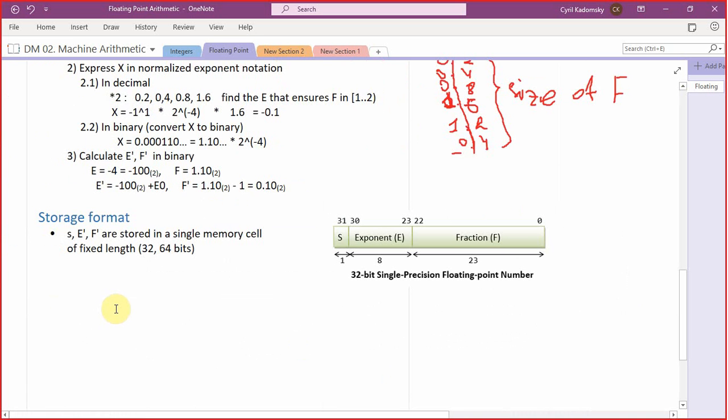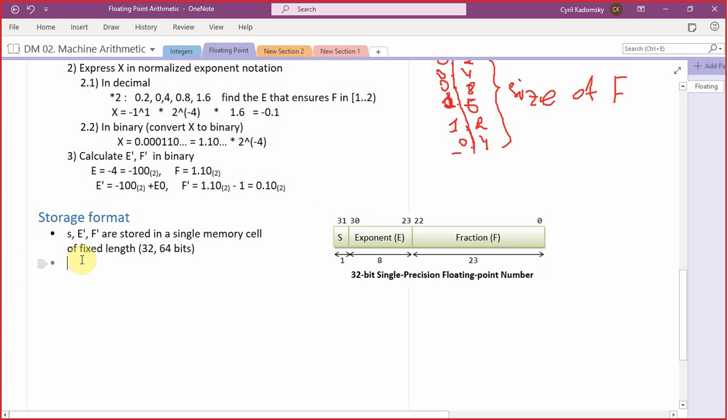Exactly. And here we have a memory cell of 32 bits. The bits are numbered from right hand side to the left hand side. So the highest bit will be number 31, the lowest will be 0. And our storage begins from the sign. It occupies the highest bit. The exponent in biased form is stored in the following 8 bits, and the rest of 23 bits is for fraction.